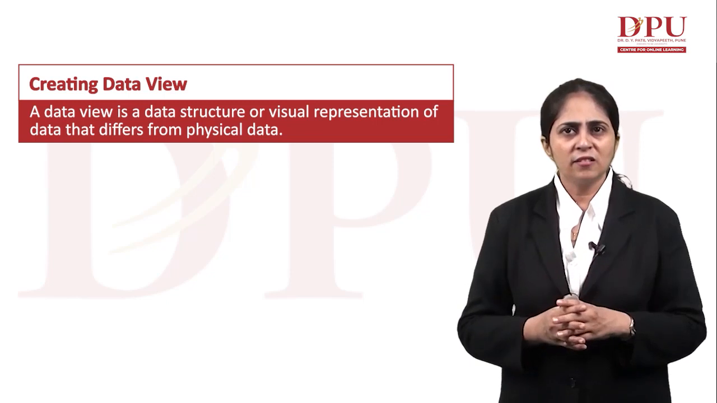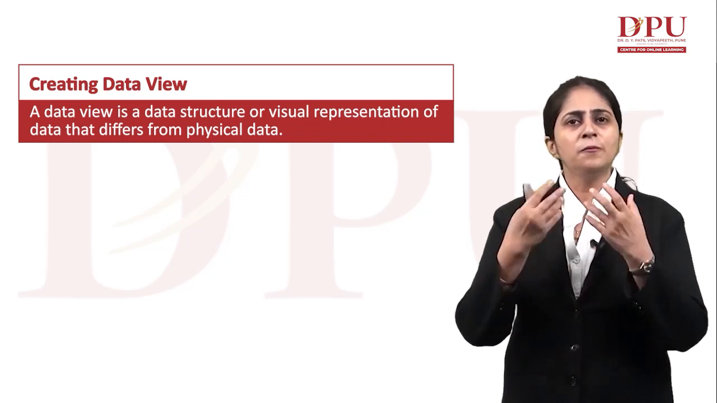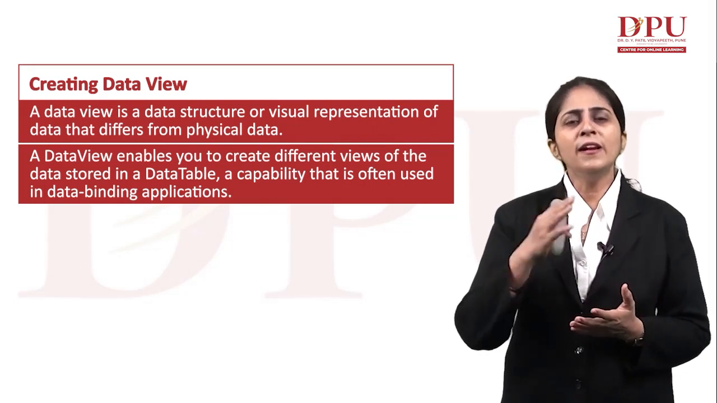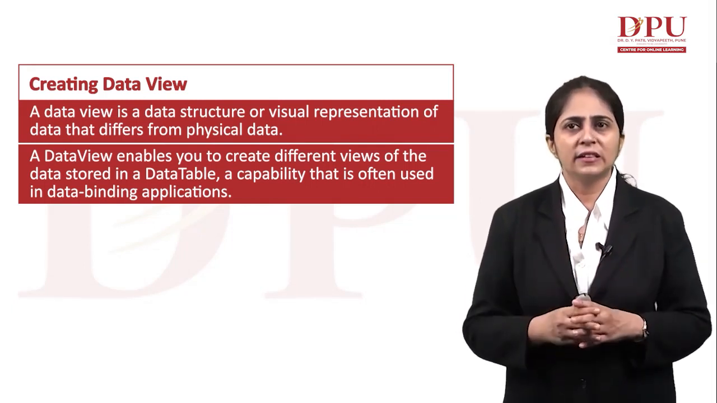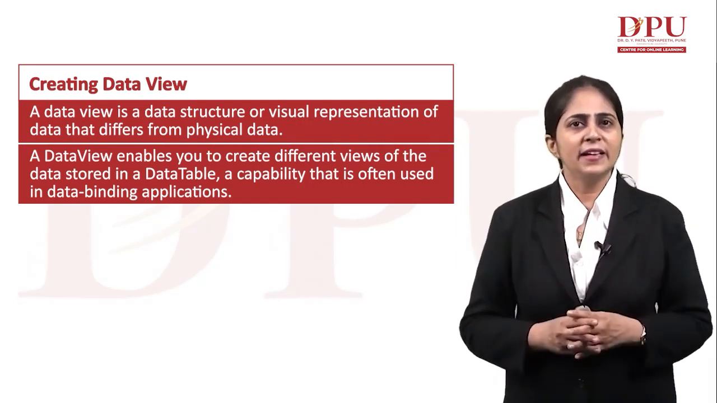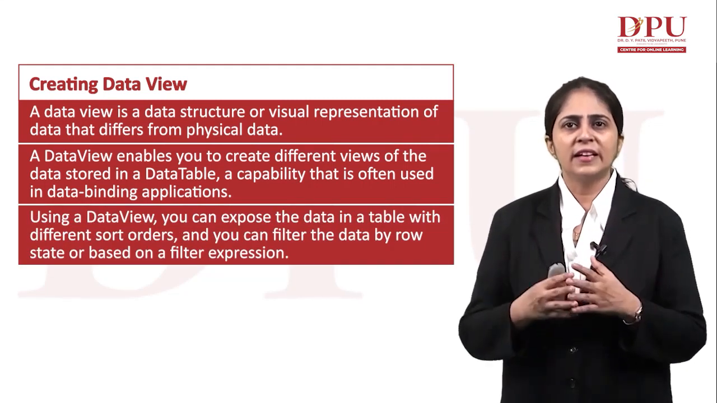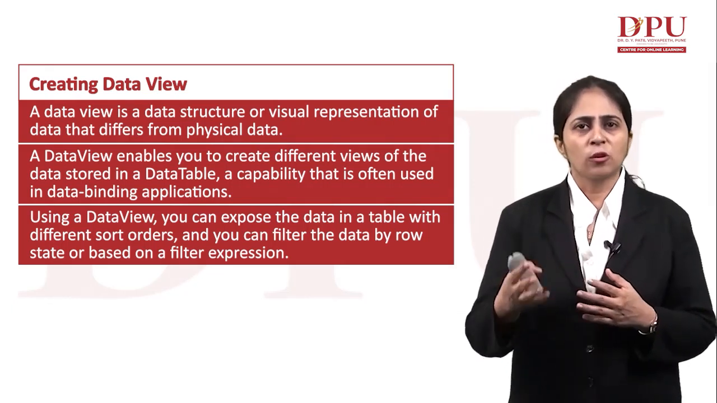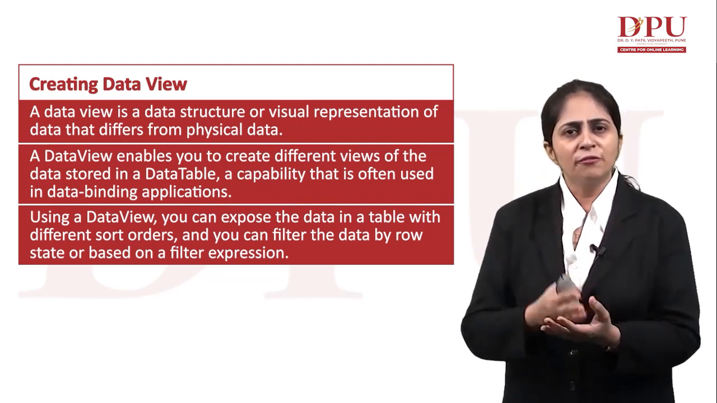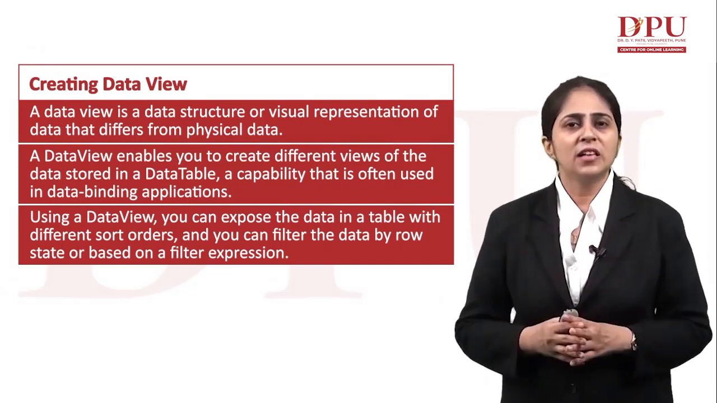A data view is a data structure or visual representation of data which will be different from our physical data. A data view enables you to create different views of data which are stored in the data table, a capability that is often used in data binding applications. Using a data view, you can expose the data in a table with different sort orders and you can filter the data by row state or based on some filter expression. So, basically, a data view is how you want to see the data.